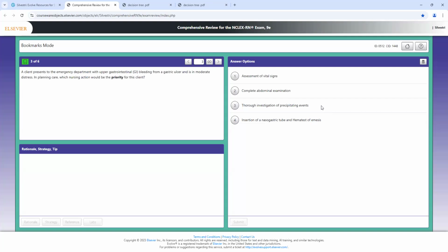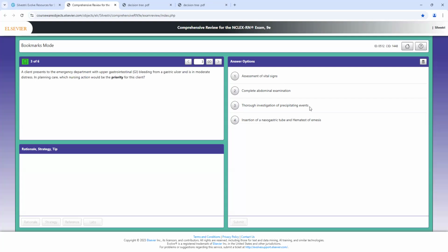All right. Are any of the choices related to airway, breathing, and circulation? Yes. Number 1, ABC, right? That's going to look at their circulation. It's going to look at their blood pressure. It's going to look at their heart rate. It's going to look at their respirations. It's going to look at their O2 sat, right? That's definitely related to ABC, right? So put a little star there, okay? Completion of abdominal exam. Nope, not related to ABC. Thorough investigation of precipitating events. Also not related to ABC.